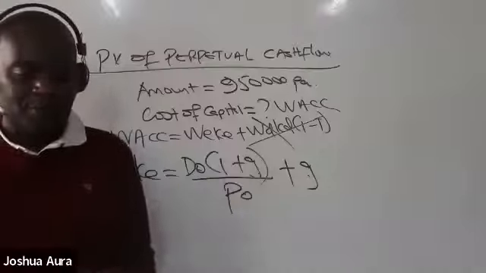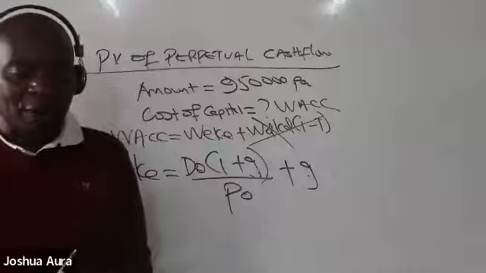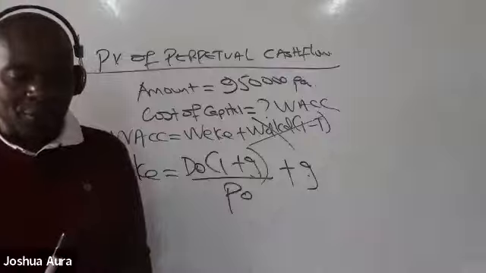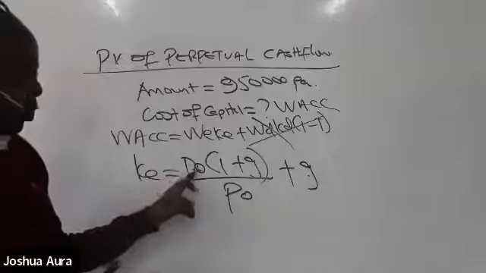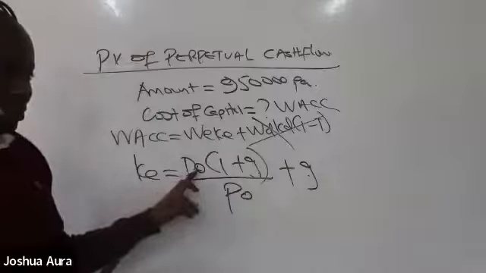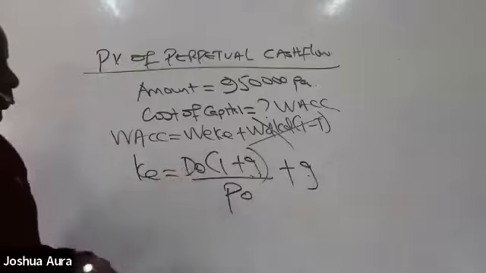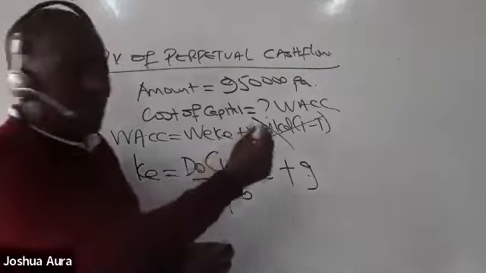So can you kindly do mwalimu here a favor? Do we have DO? DO is current dividends, isn't it? Current dividends. How much? 0.4, isn't it? So current dividends, I'm being told, they are 0.4.